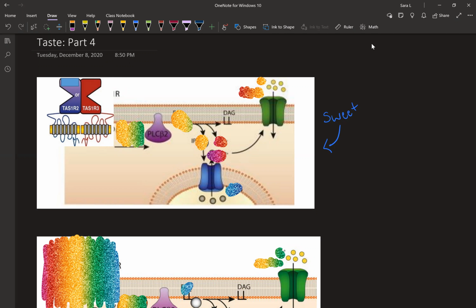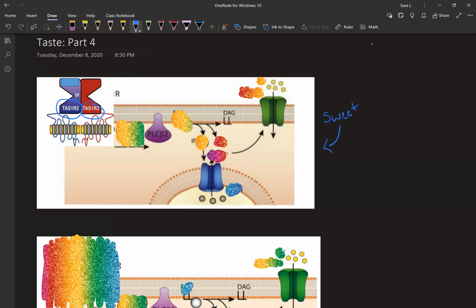And so in our sweet receptors, we have the T1R2 and our T1R3. And our T1R3 is actually the same with both the sweet and the umami, but the T1R2 is unique to our sweet receptors. That one does not exist in the umami. In the umami, we have the T1R1.